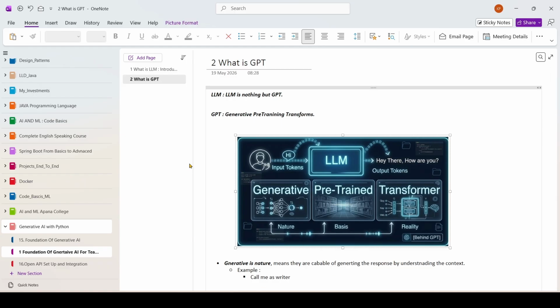GPT stands for Generative Pre-Training Transformers. If you see here, GPT has three letters. Each letter corresponds to each word. We will go through these words one by one. The first one is generative. It tells what the nature of the LLM is. It is mentioning that the nature of the LLM is generative in nature.